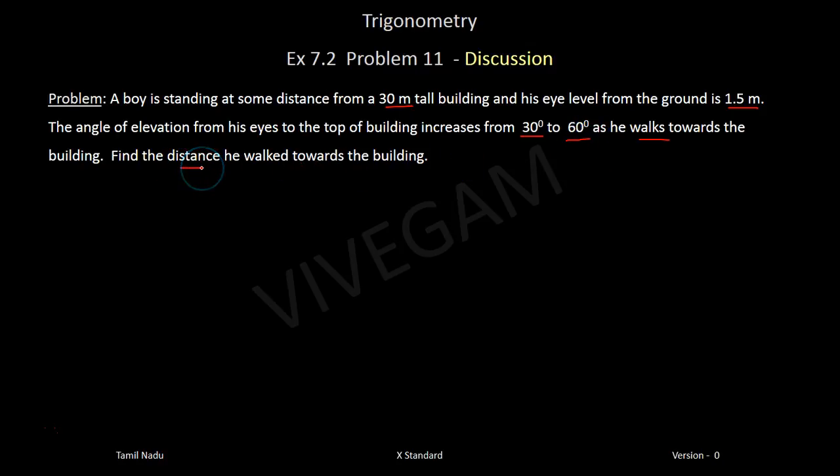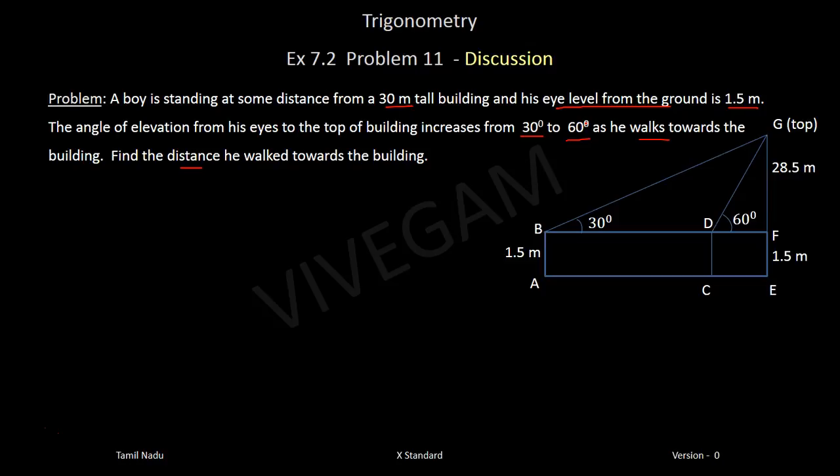It's exactly like the previous problem. The only thing is that there we took the eye level as the ground level. When they don't specify anything, eye level will be the ground level. Right? And here they have specified the eye level is 1.5 meters from the ground. That's the only difference. Okay? So let's draw a simple diagram.